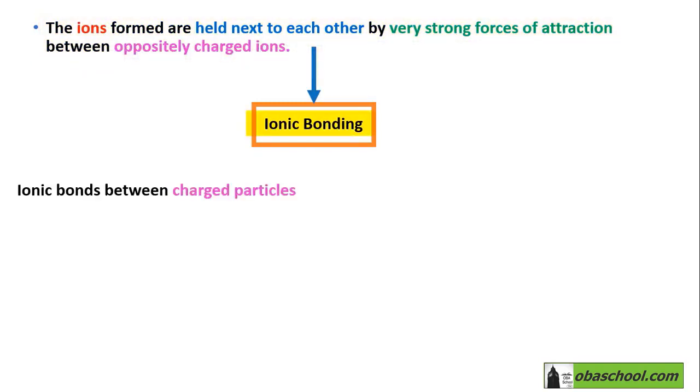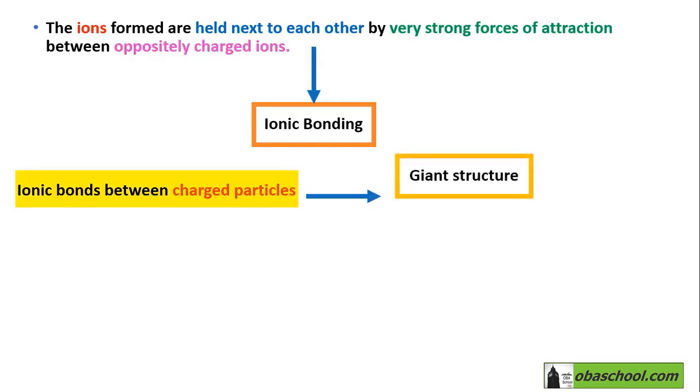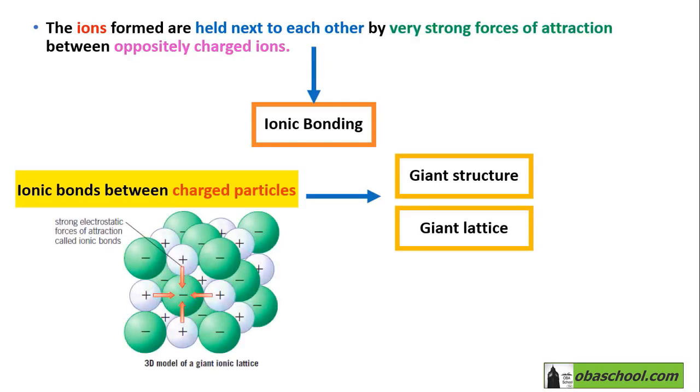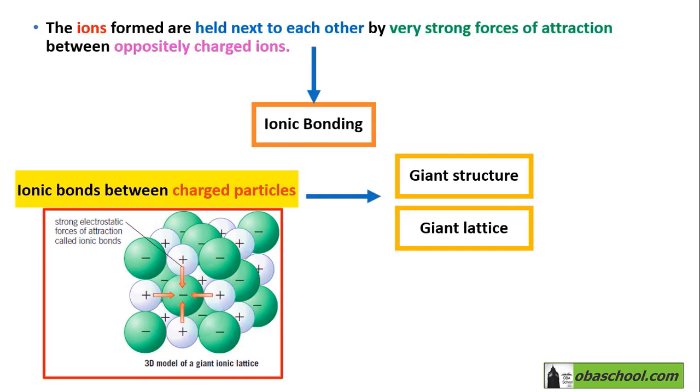The ionic bonds between charged particles result in an arrangement of ions that we call a giant structure or giant lattice. Both are correct. As you can observe here, this is the giant lattice of a sodium chloride compound, which represents the arrangement of ions inside the giant structure.